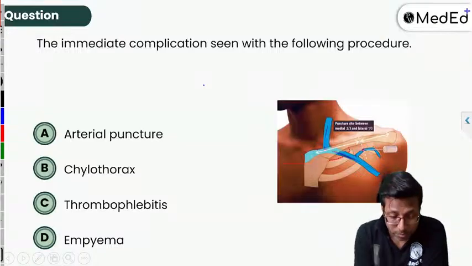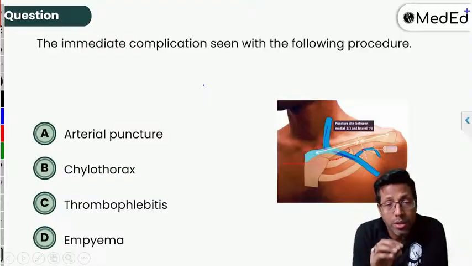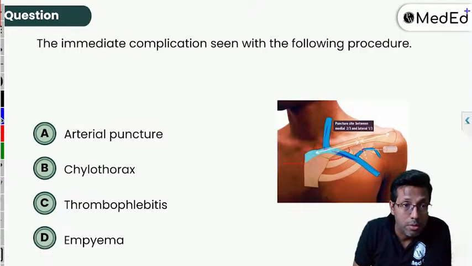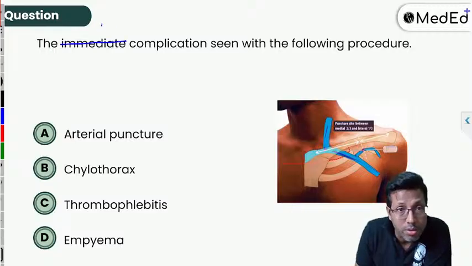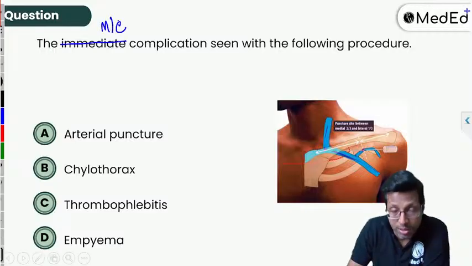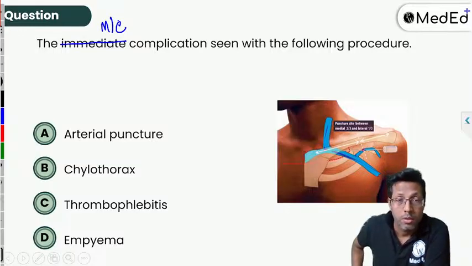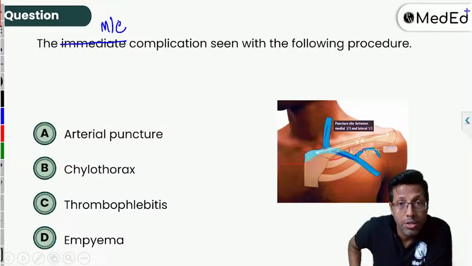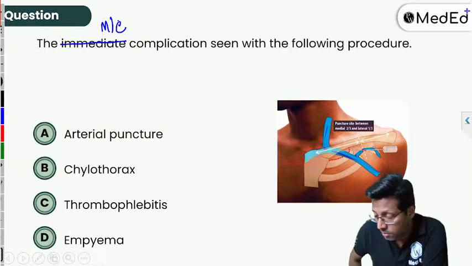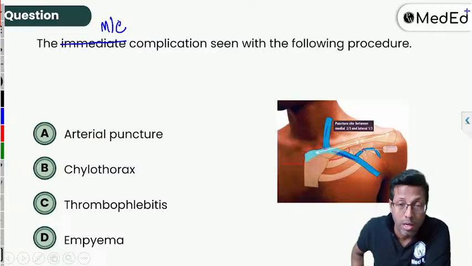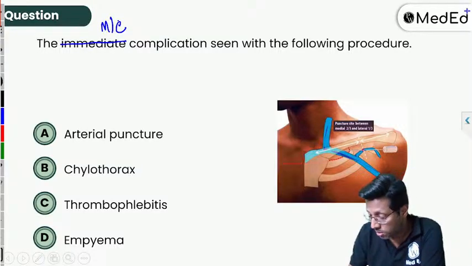Okay, next question. Now, this question can become, okay, two ways. First, I'll change it. First, the most common complication seen with this procedure. The most common complication seen with this procedure. So you first have to see what is the procedure. I hope you're able to see. Yes, you can see the procedure.